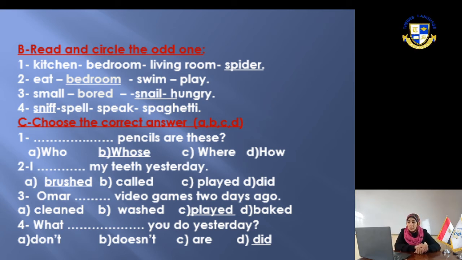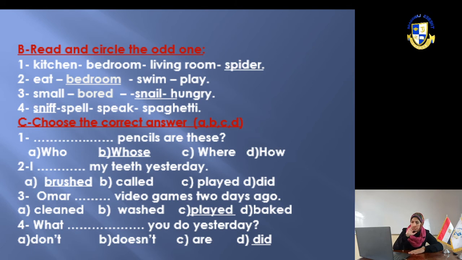Number one, pencils are these. Who, whose, where, how. So again, with who, I ask about a name. Whose, I'm asking about the owner of this thing. Where, I ask for a place. How, I ask about the way you do things, like, how do you go to school? I go to school by bus. So, yes, correct, whose. Here I'm asking about the owner of the pencils, so I will ask with whose.